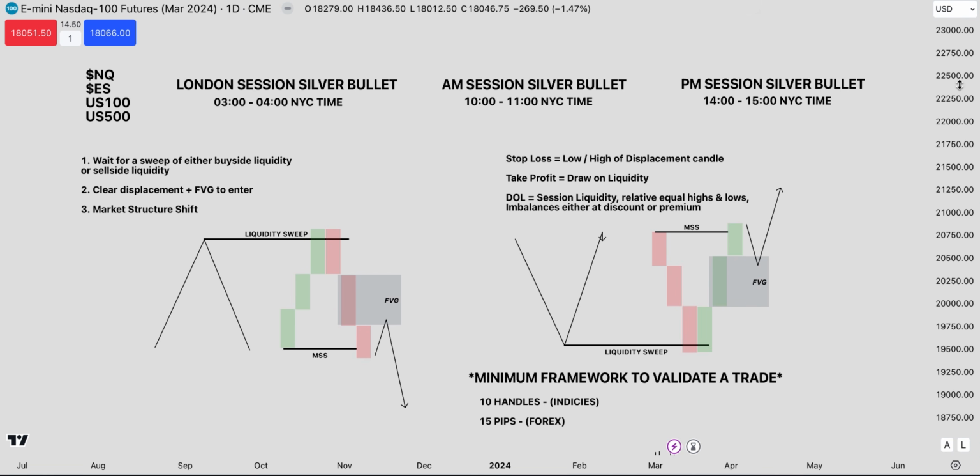Okay, and lastly, the minimum framework to validate a trade would be 10 handles for index futures and 15 pips for forex. So this pretty much means you would need to have at least 15 pips or 10 handles in between your take profit level in order for you to even consider that trade. Okay, so now that we've gone over the basics of this strategy, let's hop into the charts and show you some examples.